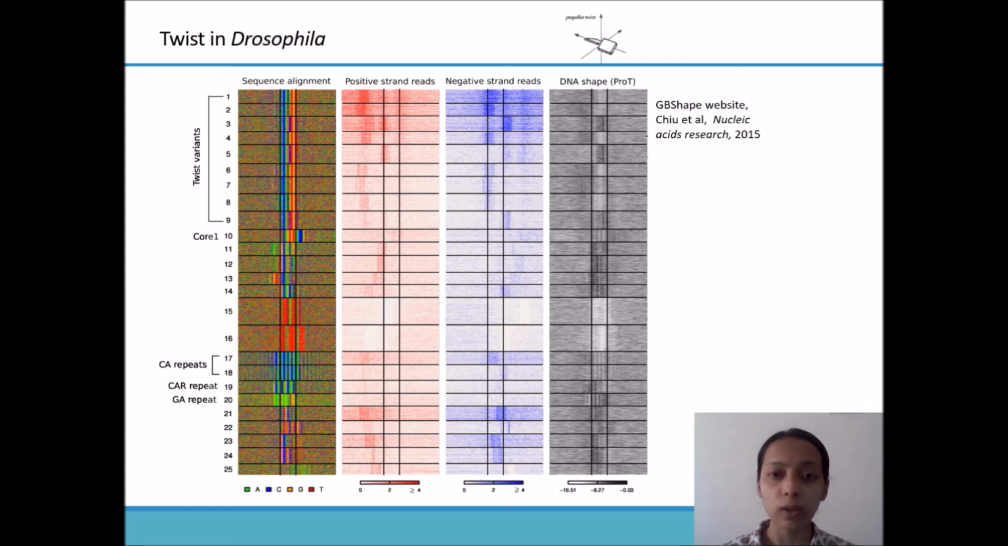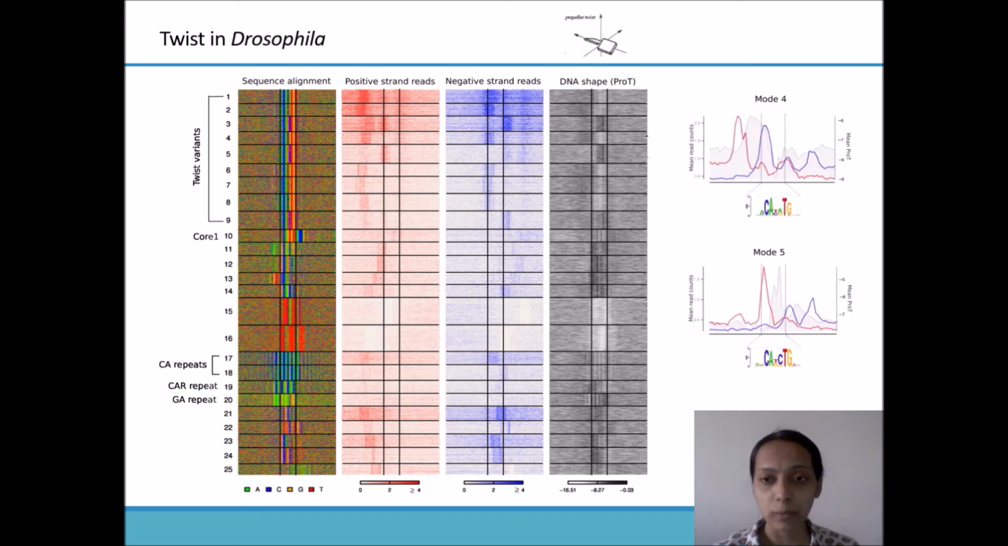The modes 1, 2, 4, 6 to 8, which correspond to the CAYATGE box, have a low propeller twist signal at the center and a slightly higher signal at the upstream region, while the modes 3, 5 and 9 have a strong propeller twist signal at the center. A high propeller twist signal means more DNA rigidity. This is indicative of the differing positions of the read windows in both the strands, as we can see in modes 4 and 5.